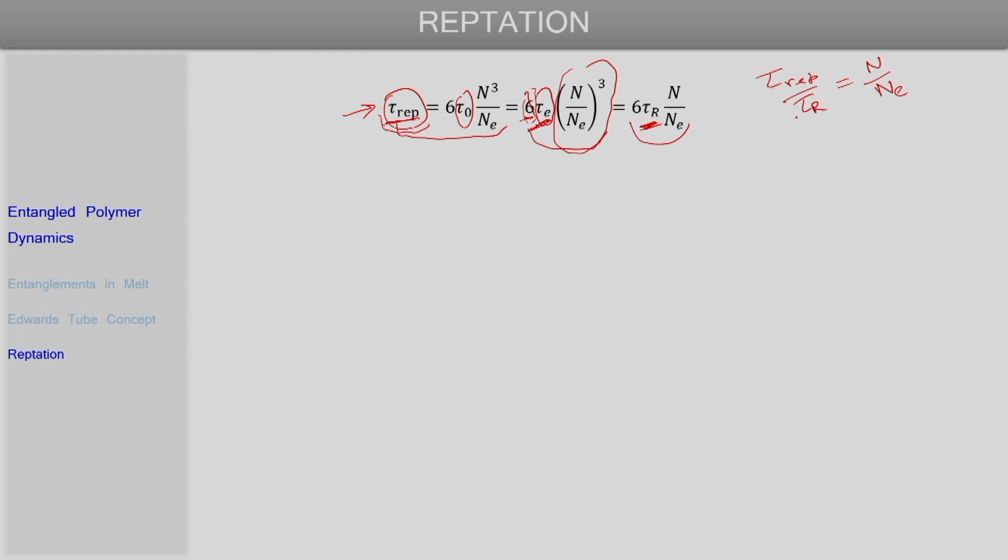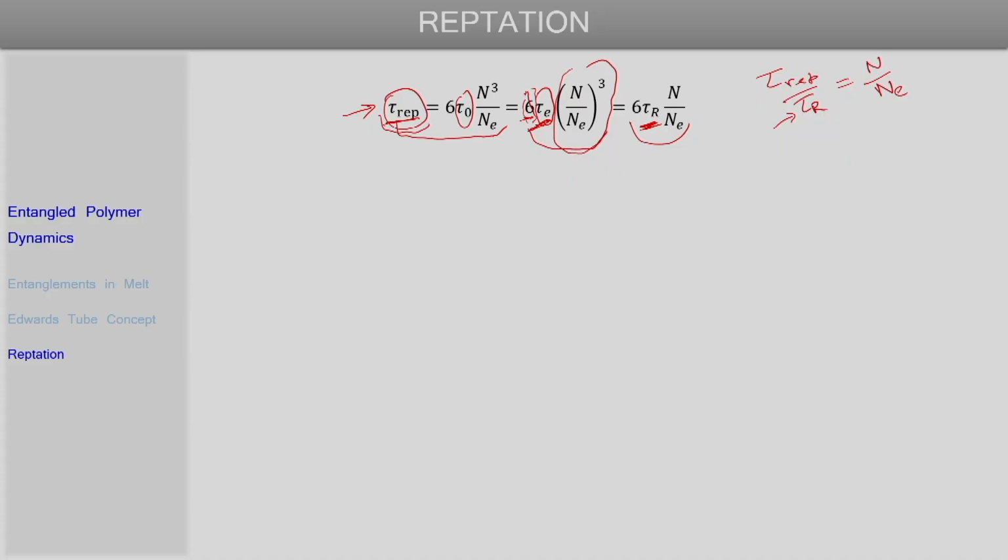So, this Rouse time will correspond to a characteristic relaxation time of a polymer chain if no entanglements were present. And reptation time is the relaxation time of the entire polymer chain when entanglements are present. So, we see that due to the presence of entanglements, the reptation time actually increases, it is higher than the Rouse time, and the characteristic relaxation time of the polymer chain becomes longer than if entanglement effects were not present.